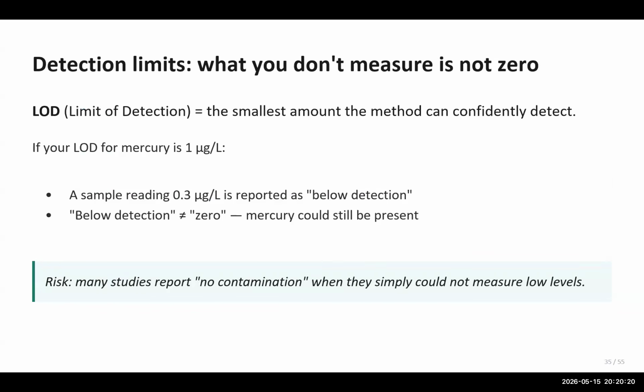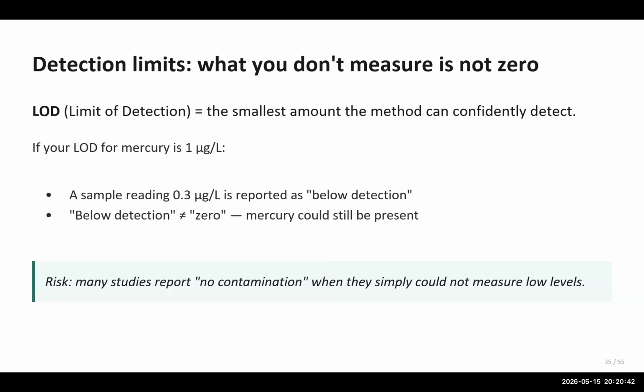And another thing is the detection limits. I don't know if you remember from previous lectures, we talked about the limit of detection. The limit of detection is the smallest amount that your method can detect of one contaminant in a confident way.